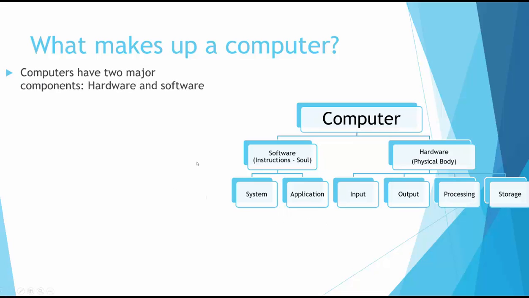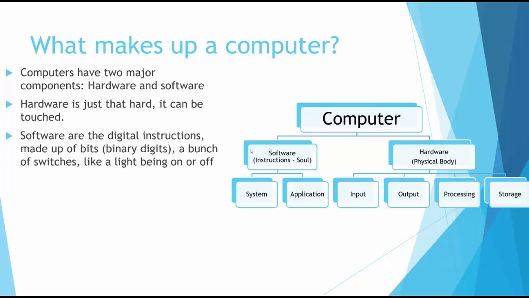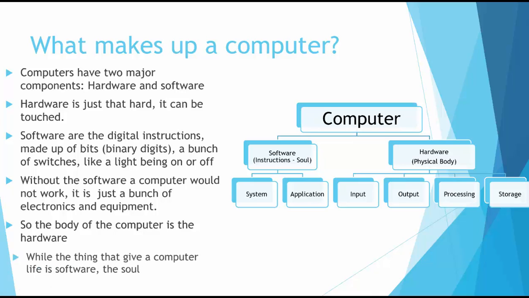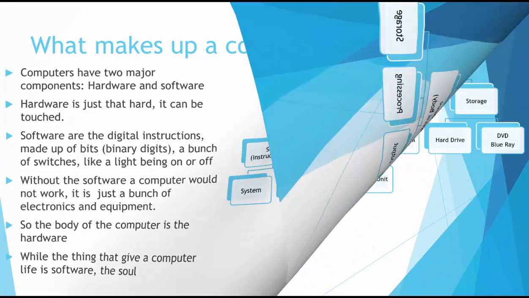A computer has two major components, software and hardware. Hardware is just that. It's hard. It can be touched, like a system unit or a monitor. Software are the digital instructions made up of bits, binary digits, a bunch of switches like lights being either on or off. Without the software, a computer would not work. It's just a bunch of electronics and equipment. So the body of the computer is the hardware, while the thing that gives the computer life is software, the soul.